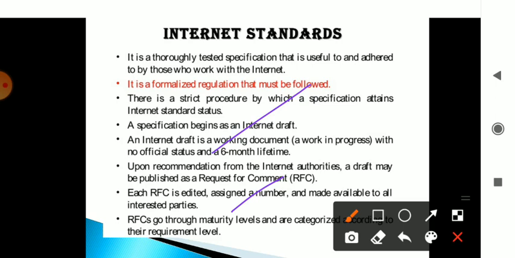Okay, so today in this session you have learned about the concept of protocols and standards, which you should know, and what all is present in protocols and standards.